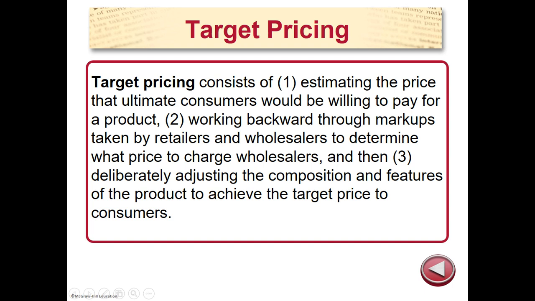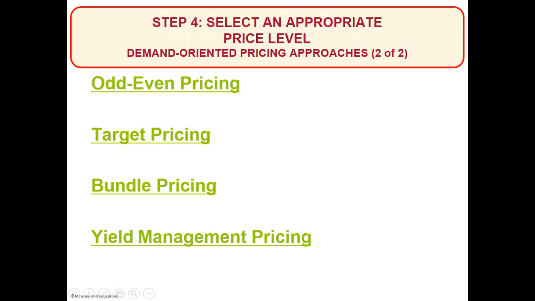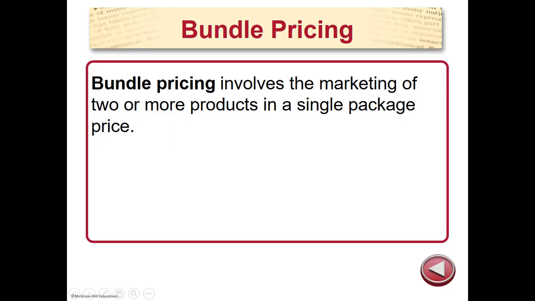There's a target pricing that consists of one, estimating the price that ultimate consumers would be willing to pay for a product. Two, working backward through markups taken by retailers and wholesalers to determine what price to charge wholesalers. And then three, deliberately adjusting the composition and features of the product to achieve the target price to consumers. It's called target pricing. And then there is the bundle pricing that involves the marketing of two or more products in a single package price. Okay, have two or more products in a single package.